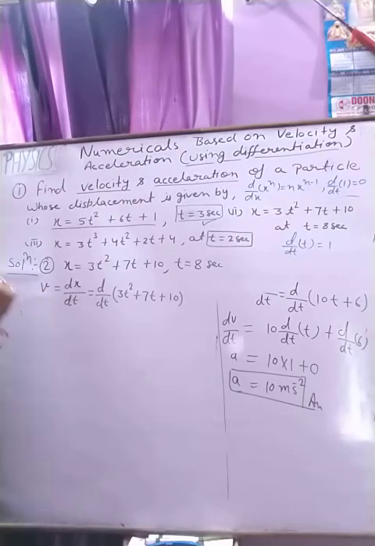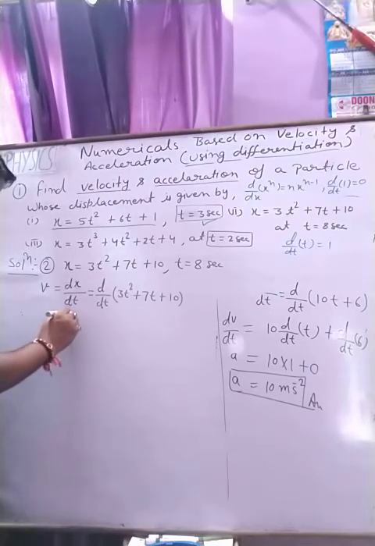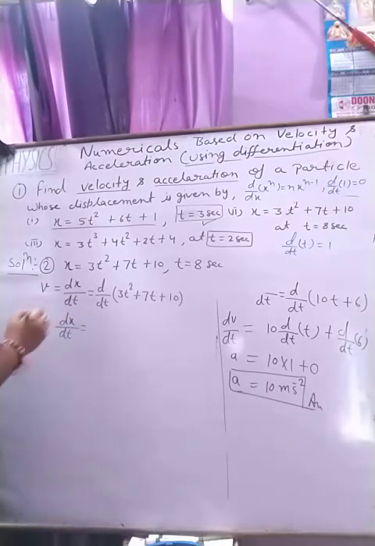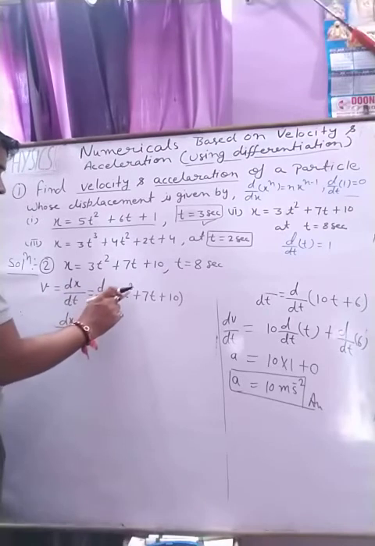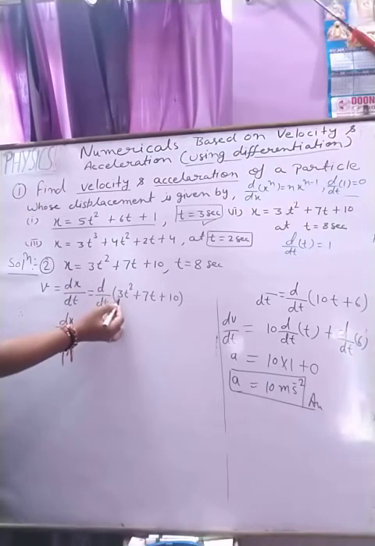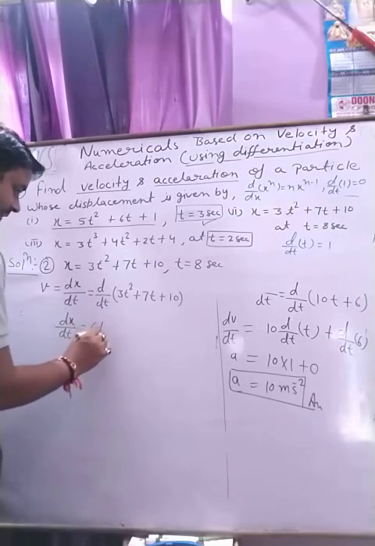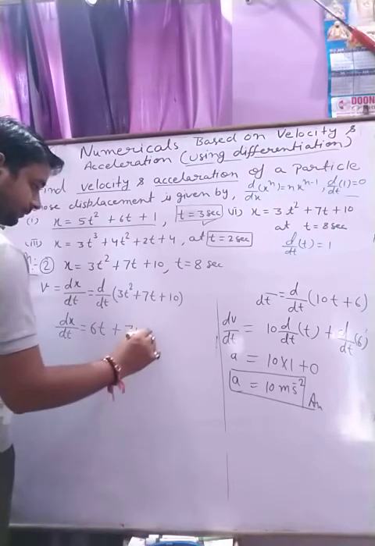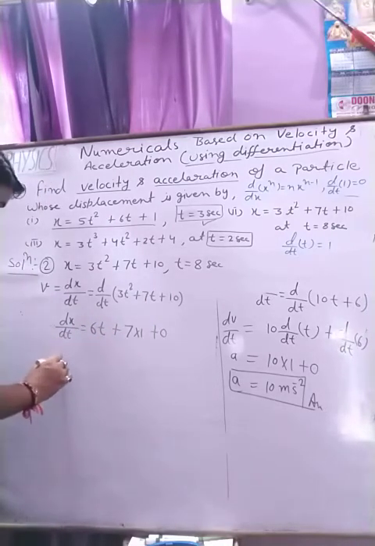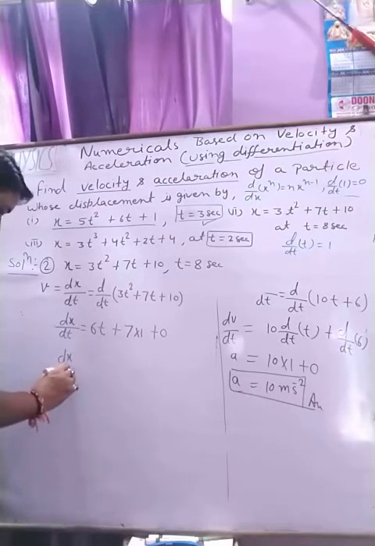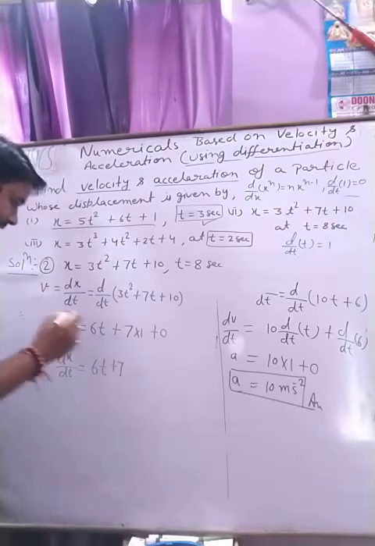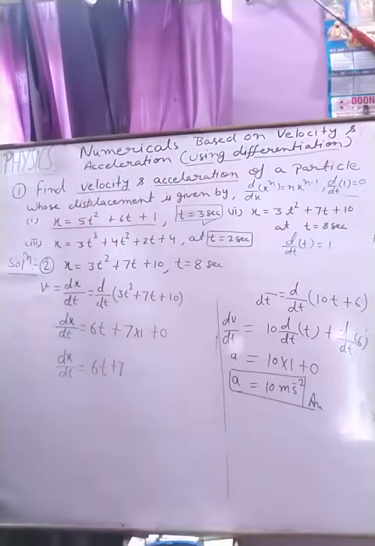Therefore, dx over dt is, directly we will do it students, this 2 after differentiation multiplies with 3, so this will become 6t, plus t will become 1, so 7 into 1, and plus 0. So we get dx over dt in terms of t is 6t plus 7. This is the velocity in terms of t.